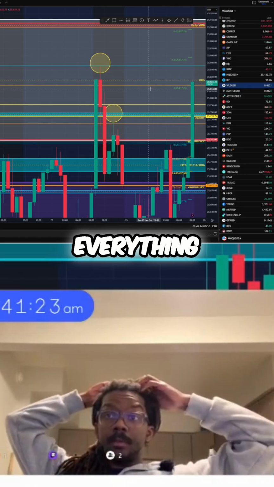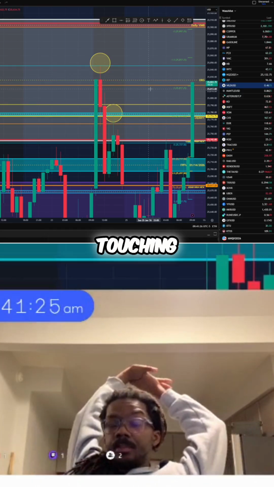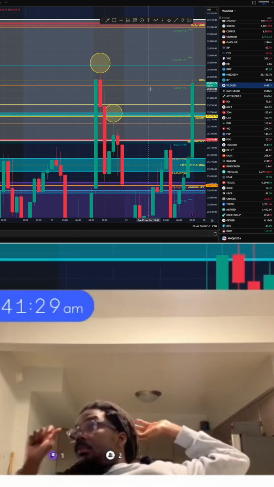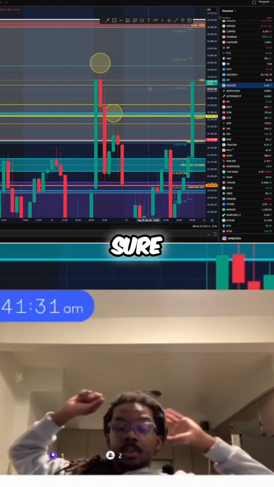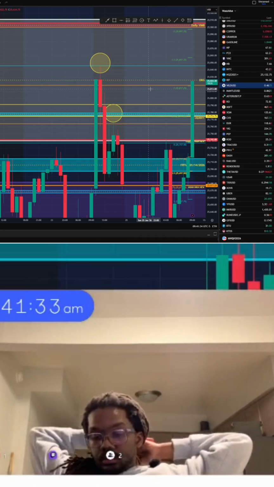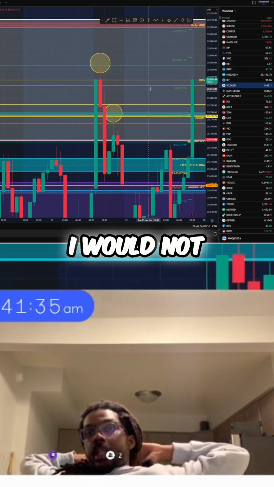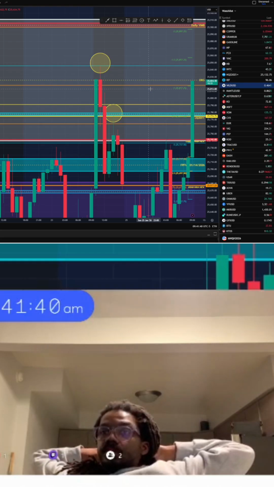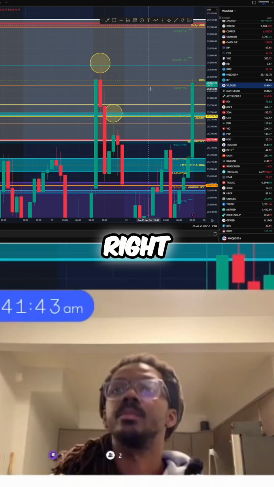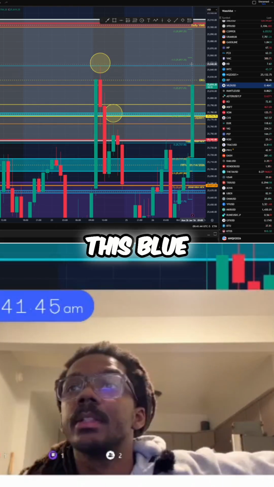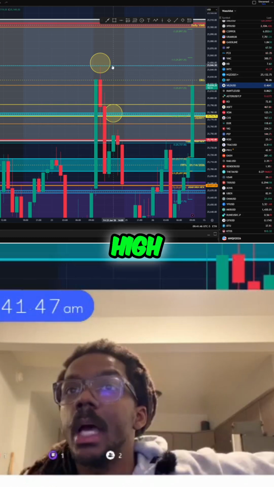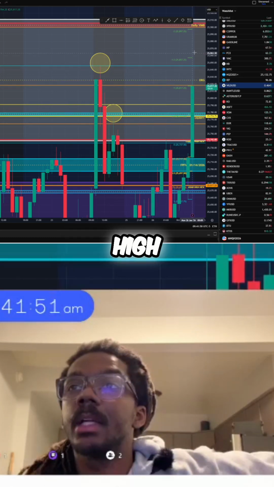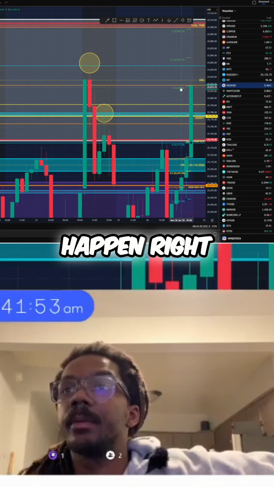But so far, everything looks very bullish, right? I wouldn't be touching the sell button at all. That's one thing I wouldn't be doing for sure. I would not even be looking at that sell button. And then we also know that this blue line up here is our daily high. So maybe it wants to come up here and sweep this daily high, and then we can see what's going to happen right here.